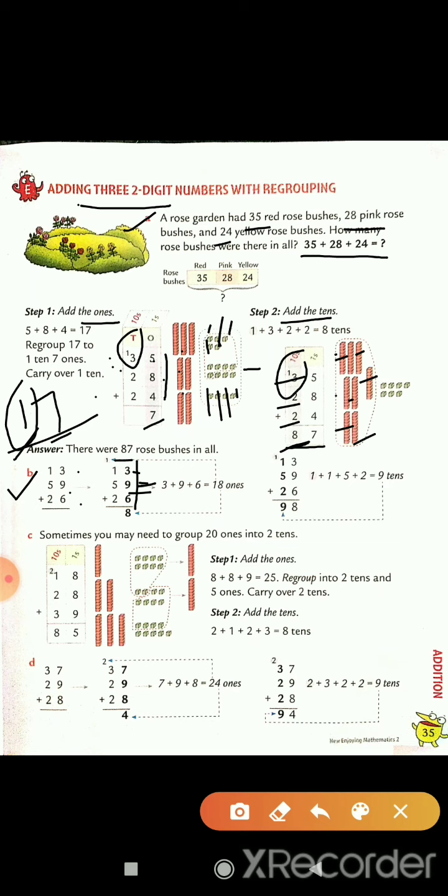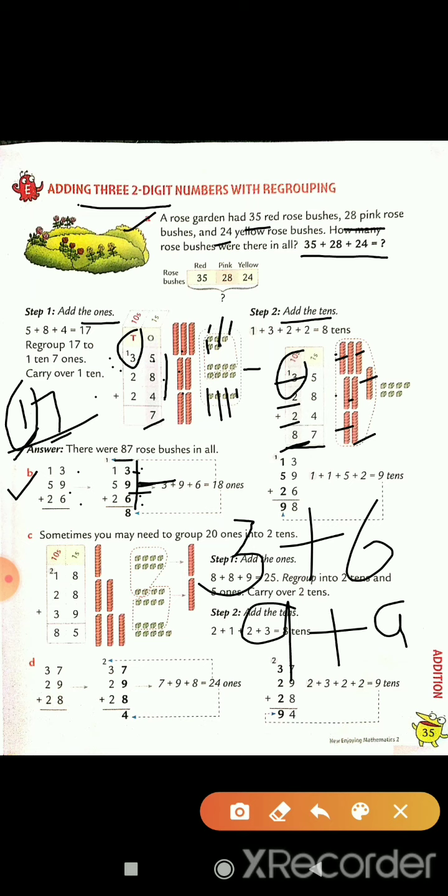So 9, and then we have to add 3 and 6 to 9. You can use any method. First you can add 3 and 6 together, or else you can count them together. So when we add 3 and 6, we get answer 9. And then we have to add 9. So 9 plus 9 is 18.